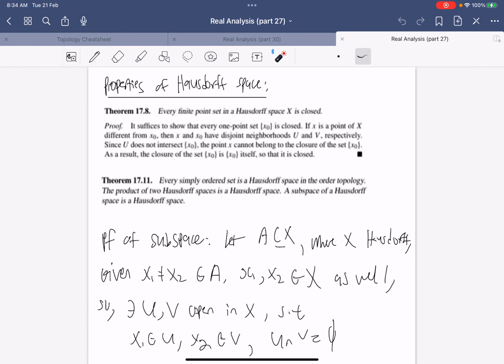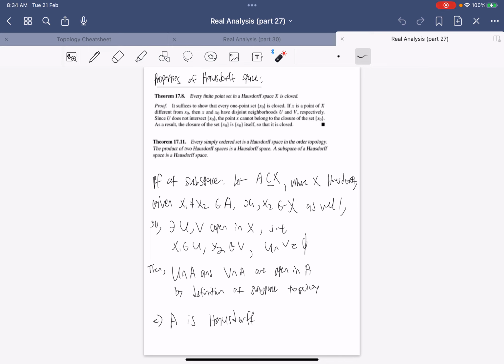There are many properties of Hausdorff spaces, such as the order topology on a set being Hausdorff. The product of two Hausdorff spaces is Hausdorff, and a subspace of a Hausdorff space is Hausdorff. So you can see Hausdorff spaces are very, very nice to use because they have many properties. The proofs for the order topology and product, I'll leave to you. I'll prove the subspace one, and you should get a feel of how to use the Hausdorff property to help prove other properties.